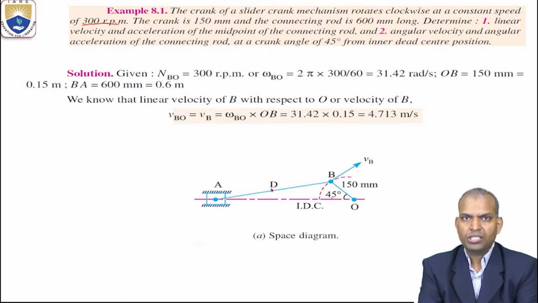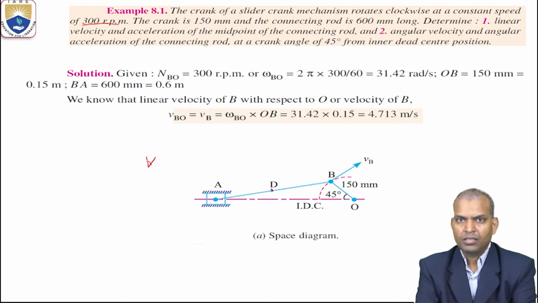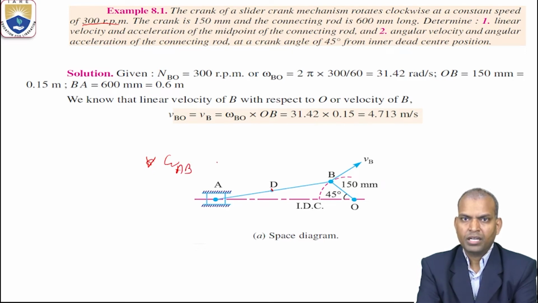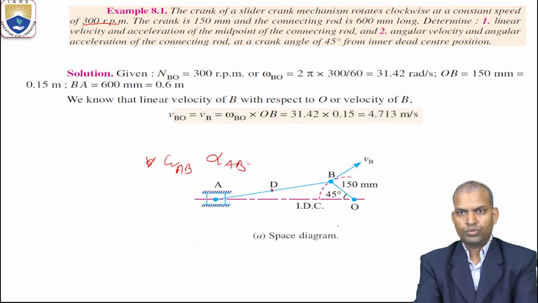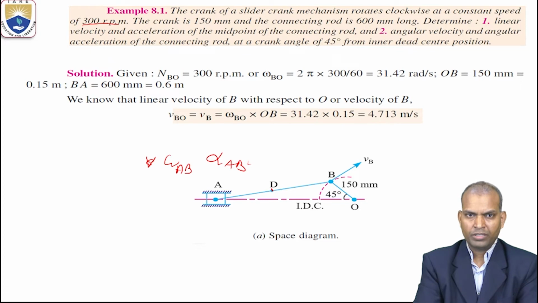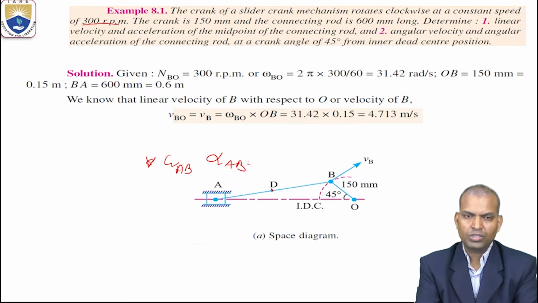And angular velocity and angular acceleration of the connecting rod AB, at a crank angle 45 degree from the inner dead center position. So there are two objectives to be found in this problem. Based on the data, we have to calculate whatever we can analytically, to the extent possible.